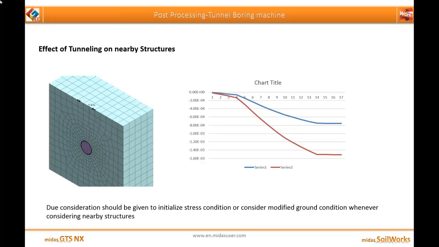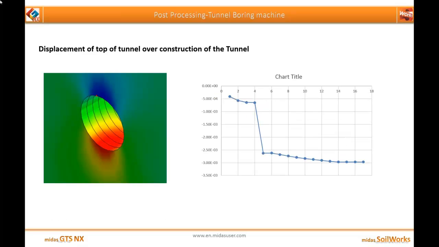Just for an example, in the same model, let's suppose you are considering two nodes which are 11.5 meters apart, and you want to check how the construction stage sequence is going to affect the differential settlement happening at these two points. You can just plot a graph and see how much the displacement is happening. So if there are two columns, you can consider how much settlement the building is going to suffer as a result of the tunnel construction. So that is the effect of tunneling on nearby structure.